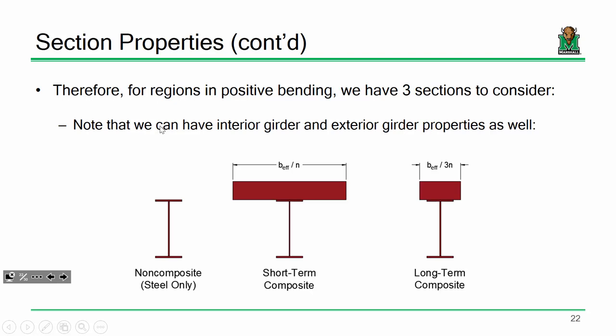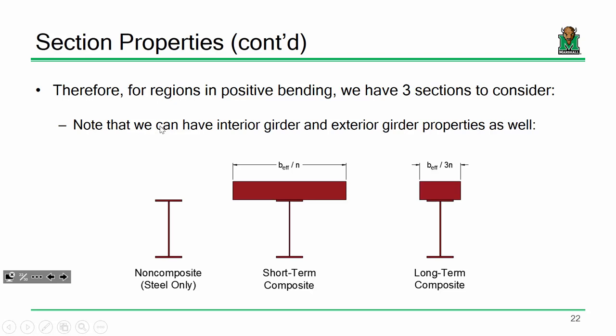So if we're looking at sections in positive bending, we have three section properties we have to assess: the steel beam all by itself, the steel beam plus the composite deck short term, and then long term. Make sense?